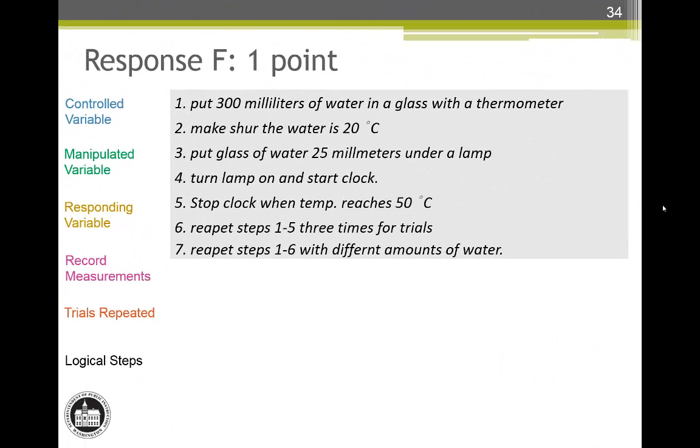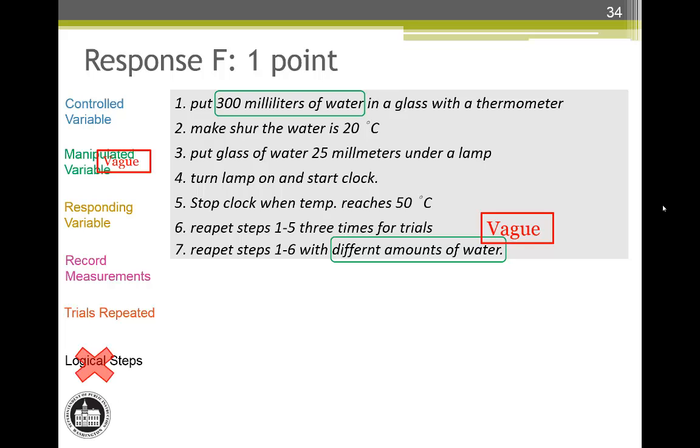Response F earns 1 score point. Step 1 has the first condition of the manipulated variable, 300 milliliters of water. Step 7 indicates that there will be other conditions tested by stating with different amounts of water, but is not specific about what those amounts of water will be or about how many different amounts should be tested. As a result, we call this a vague manipulated variable. And General Note 3B applies. The response is credited for the manipulated variable, but loses the logical steps attribute.